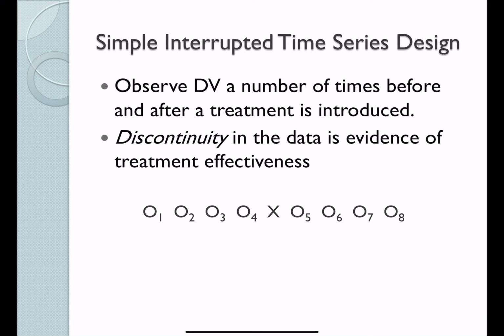Next is the simple interrupted time series design. So here you're going to observe the dependent variable multiple times before and after the treatment is introduced. Now we only have one group, but because we're measuring them many, many times, what we can look for is discontinuity in evidence. So you can see this laid out where you've got 1, 2, 3, 4 observations, and then the treatment, and then 4 more observations.